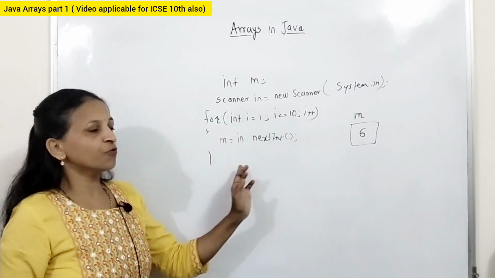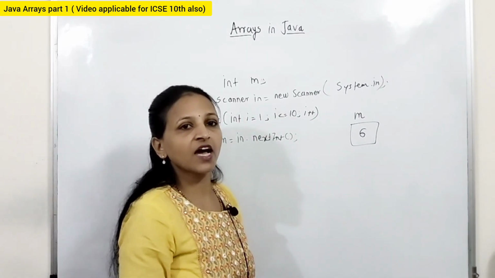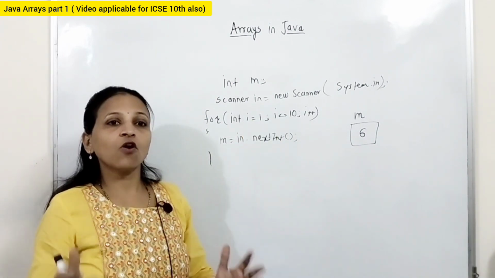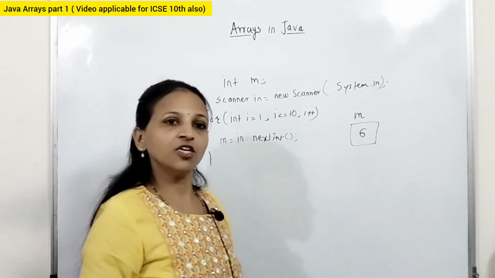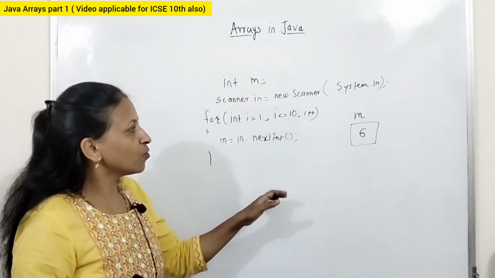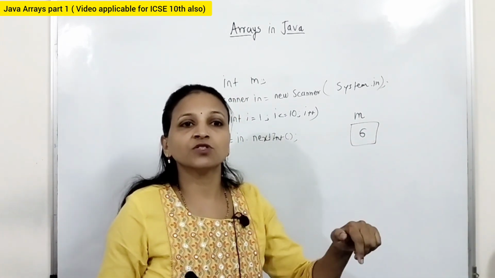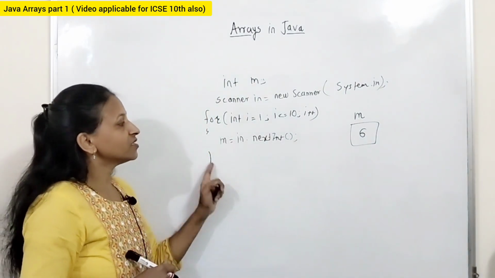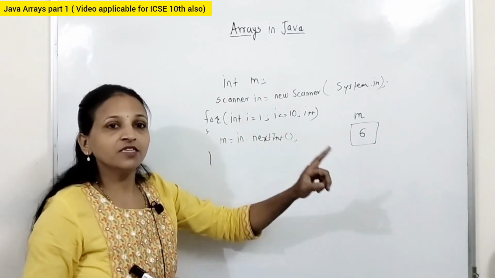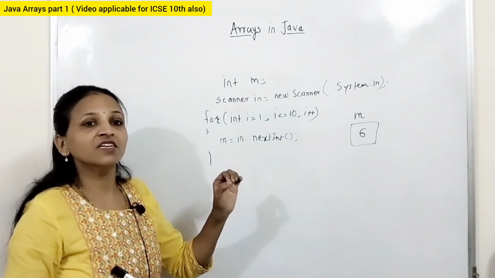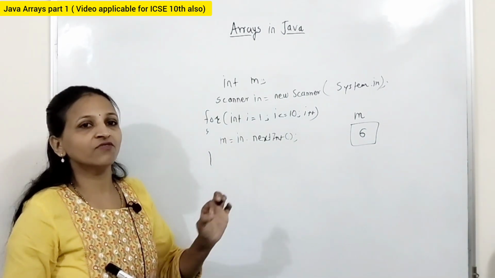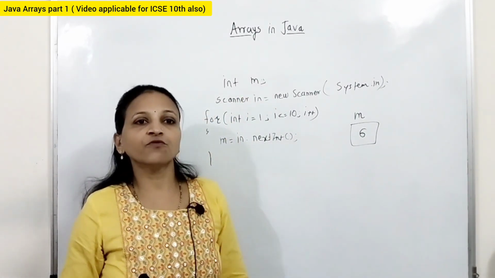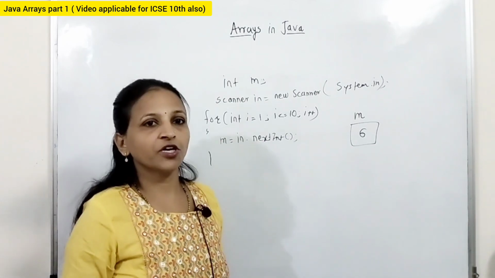In this way this loop will get executed 10 times, and that's why at the end we will not get all 10 numbers entered by the user. We will get only the last number entered by the user. This one variable is not capable of holding multiple values, more than one value. If you are declaring only one variable, there you can store only one integer value. This is the point.